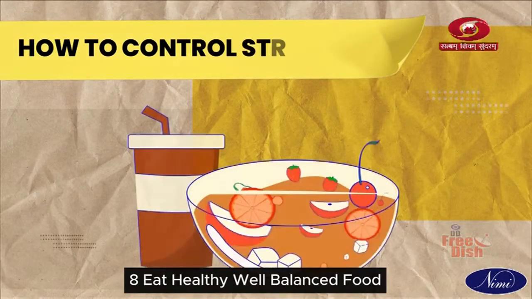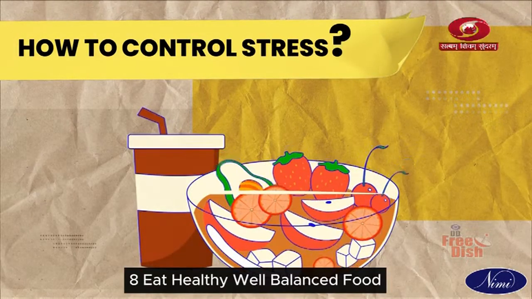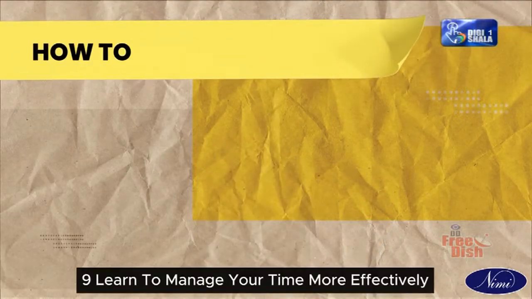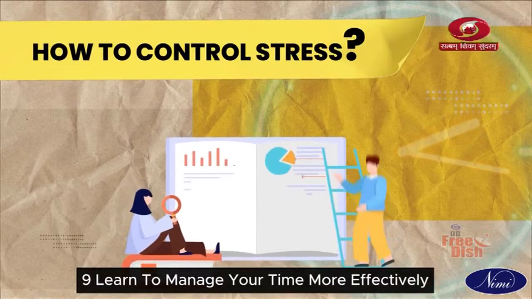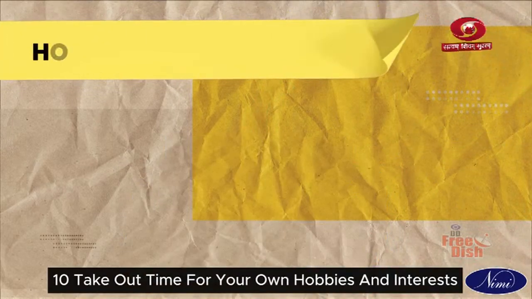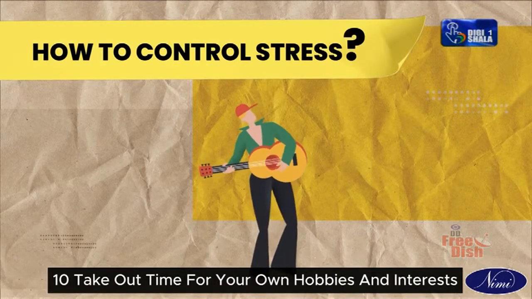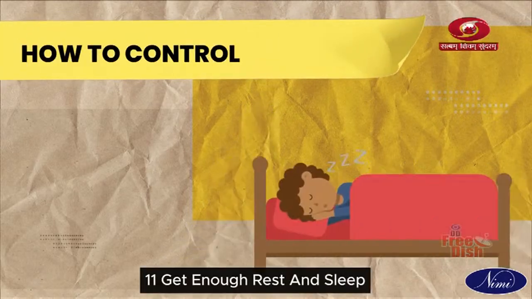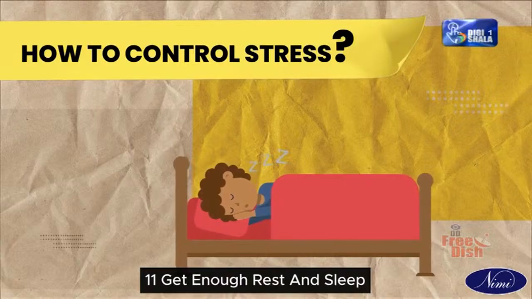8. Eat healthy, well-balanced food. 9. Learn to manage your time more effectively. 10. Take out time for your own hobbies and interests. 11. Get enough rest and sleep.